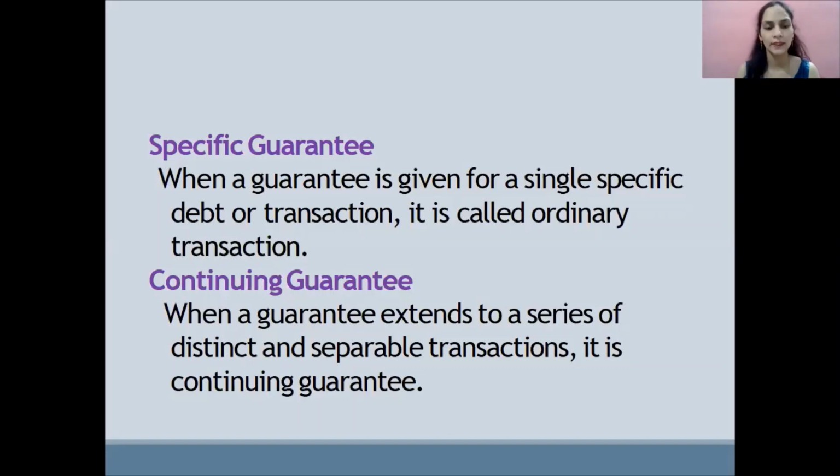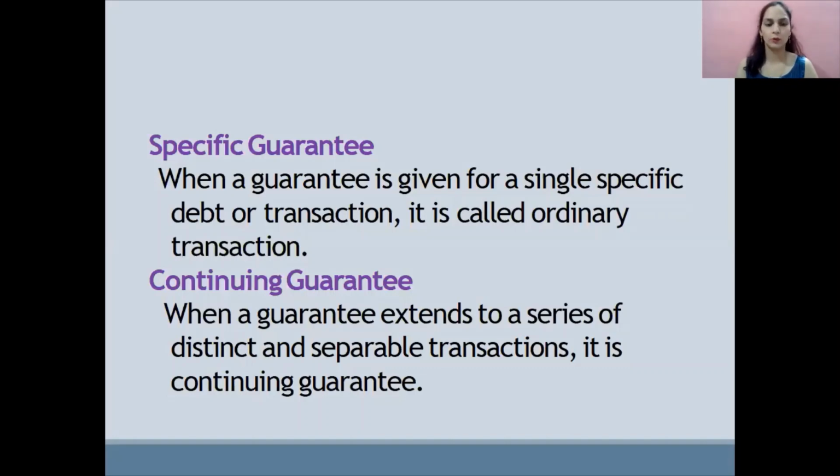And the second one is continuing guarantee, where the guarantee extends to a series of distinct and separable transactions. For example, AB Traders is dealing with CD Traders for a certain commodity, like chairs. And for that, they are undergoing a series of transactions over a period of time, that is, for the year 1920, they are entering into transactions every month.